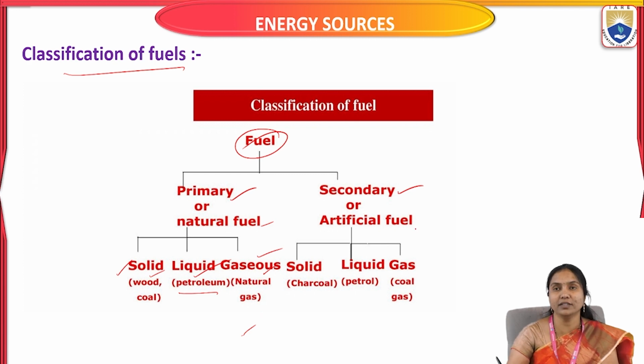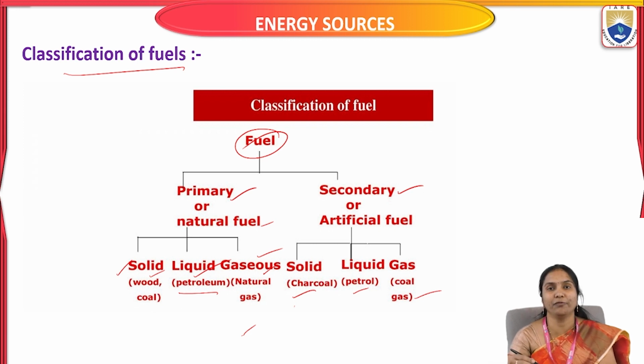Secondary fuels, or artificial fuels, are again classified into three types: solid, liquid, and gaseous fuels. Examples are charcoal for solid fuel, petrol or diesel for liquid fuel, and coal gas or water gas for gaseous fuel. So fuels are classified into two types: natural or primary fuels, and secondary or artificial fuels.